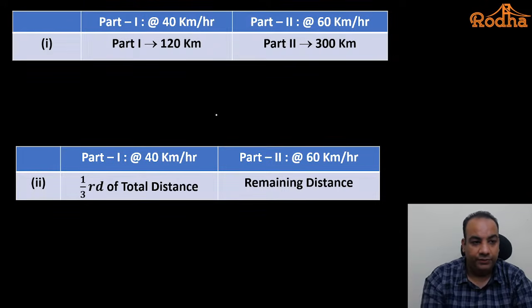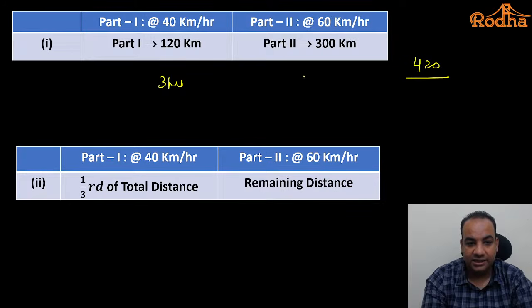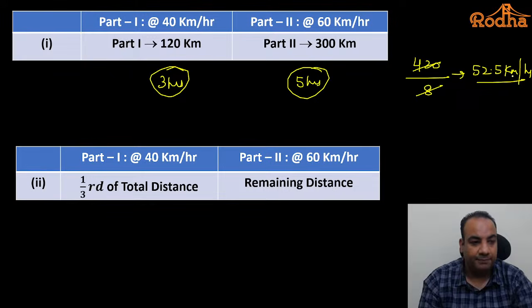So the total distance is 120 plus 300, which is 420. Now what is the total time? If I cover 120 km at 40 km per hour, time taken would be 3 hours. 300 km at 60 km per hour, time taken would be 5 hours. So the total time would be 8 hours. Total distance is 420, total time is 8 hours. So average speed is 420 by 8, which is 52.5 km per hour. So the average speed of the entire journey is 52.5 km per hour.